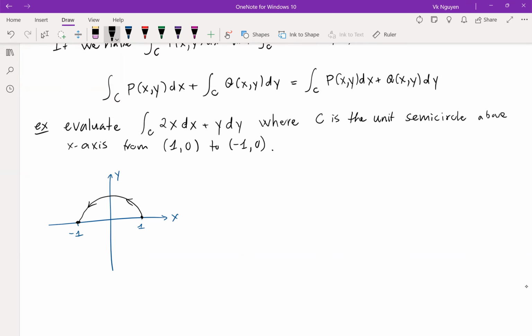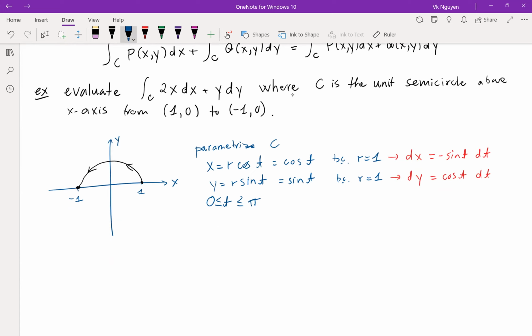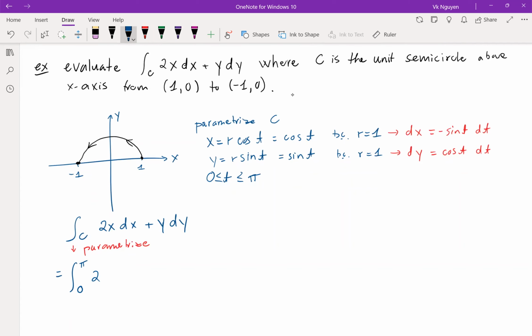It's time to parameterize this thing here. Parameterize the semicircle. So if it is part of a circle, what do we use to parameterize here? x squared plus y squared equals r squared. Looks like we have it. We have everything here, right? Now you can do the substitution. I'm going to write this thing out right here: integral over C of 2x dx plus y dy. You're going to parameterize. We know t goes from 0 to pi. x is cosine t, and dx is negative sine t dt.